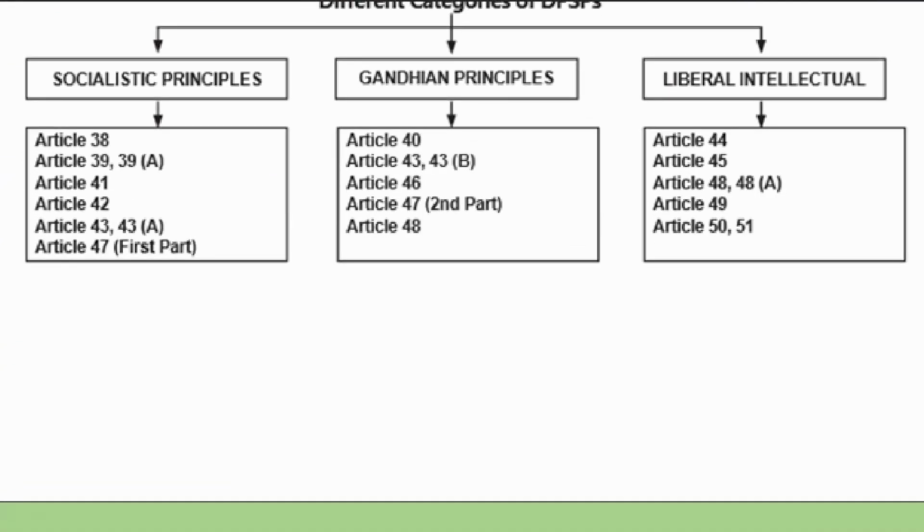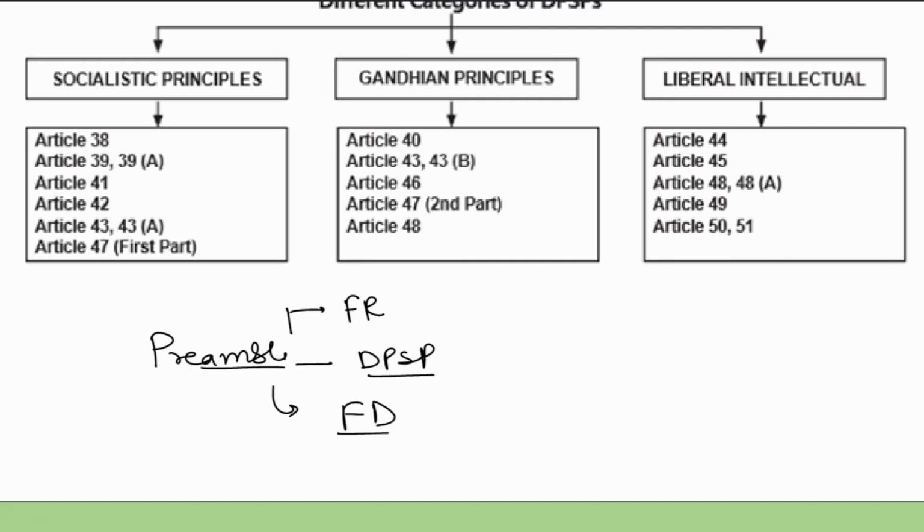So what is in the constitution? From the preamble come two or three things: one is the fundamental rights, one is the DPSP, and the third is the fundamental duties, that is FD. All of these three things make up the preamble. The preamble is a subjective paragraph, and these are the objective counterparts of the preamble. So fundamental rights we have eliminated.